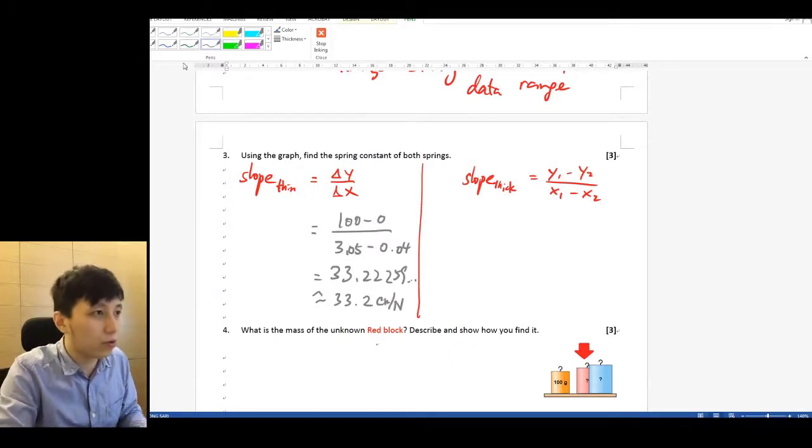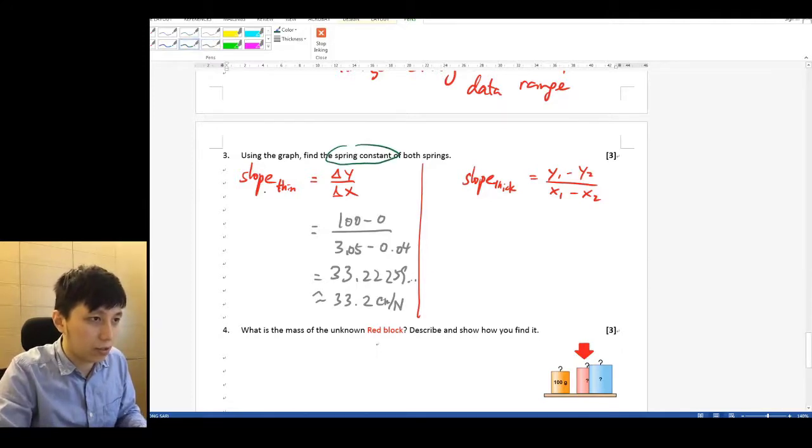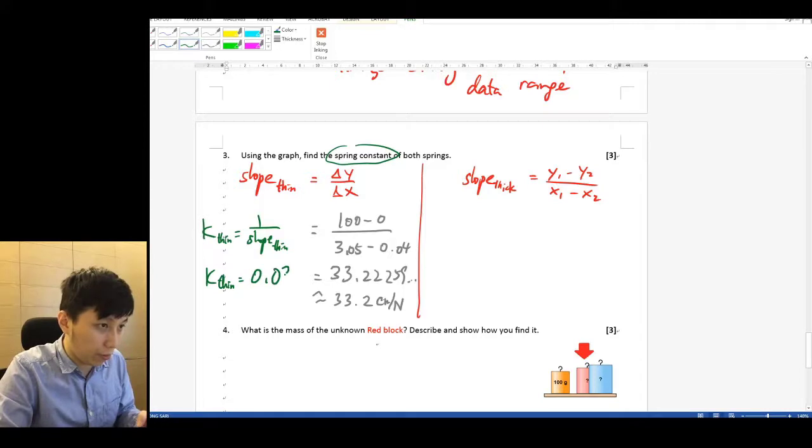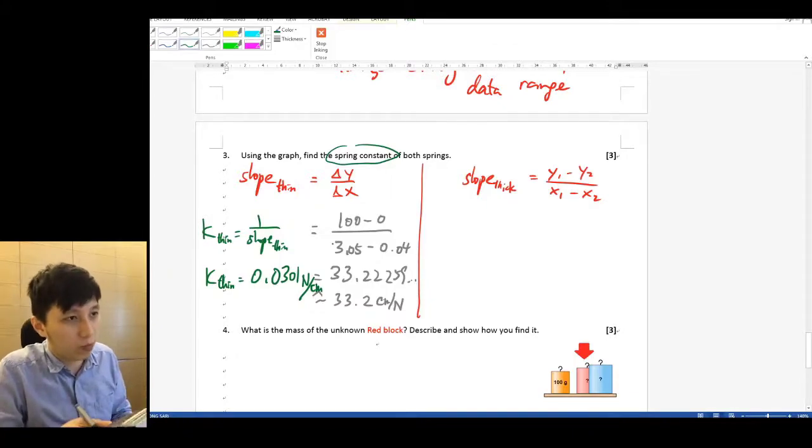Since we actually want to find the spring constant, K, the spring constant is going to be 1 over the slope. Actually, I should take the whole number then. It's going to be 0.0301, which will be so much easier, Newton per cm. Okay, that's the thin one.